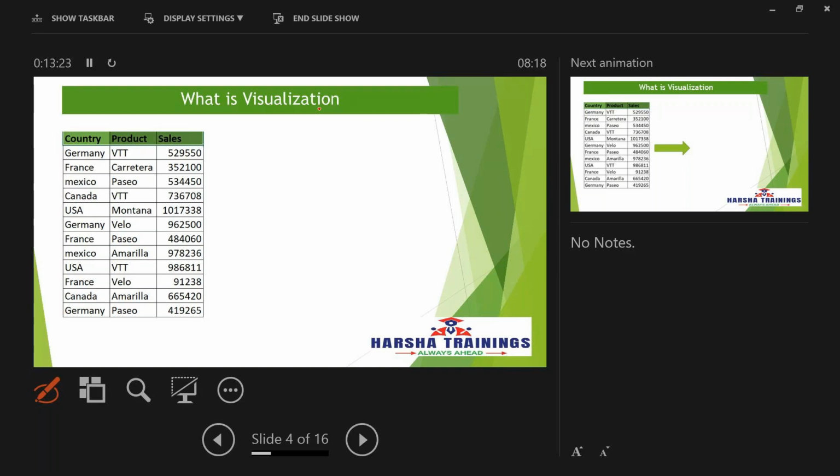Now I have some data. If you observe, I have one data table, consisting of some rows and columns. In this table we have country, product, and sales. Now in this data, if I have a requirement, how many countries are there here? Consider this is my business. Can anyone tell me how many countries are there? Yes, please. I'm asking how many countries are there? Yeah, we know that.